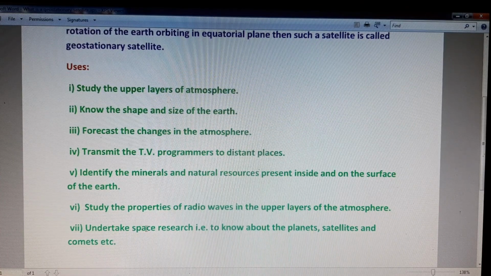So out of these 7 points, we can write 3 or 4 points as the uses of a geostationary satellite.